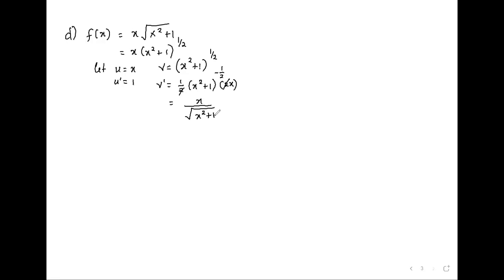Then now we put together. So what is f prime of x? It is u prime v plus v prime u. So u prime is 1 times v, which is root x squared plus 1, and then plus v prime, that's x over root x squared plus 1 multiplied by x, so this x becomes squared.